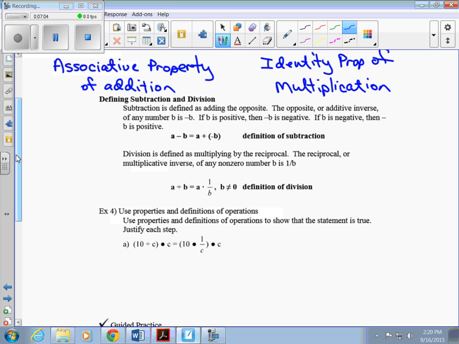For example, the opposite of 5 is negative 5. The opposite of negative 2 is positive 2. So that's all the definition is. It says you're going to add the opposite. So instead of A minus B, it's going to be A plus negative B.